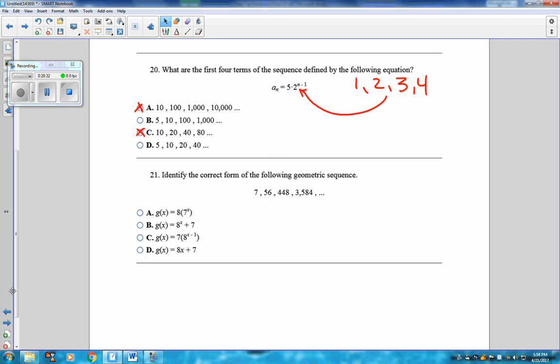So if I take my formula and do 5 times 2 to the 2 minus 1 power, I get 10. Well, both of those options go to 10. So if I do the same thing with 3 minus 1 power, I get 20. So my answer is going to be D.